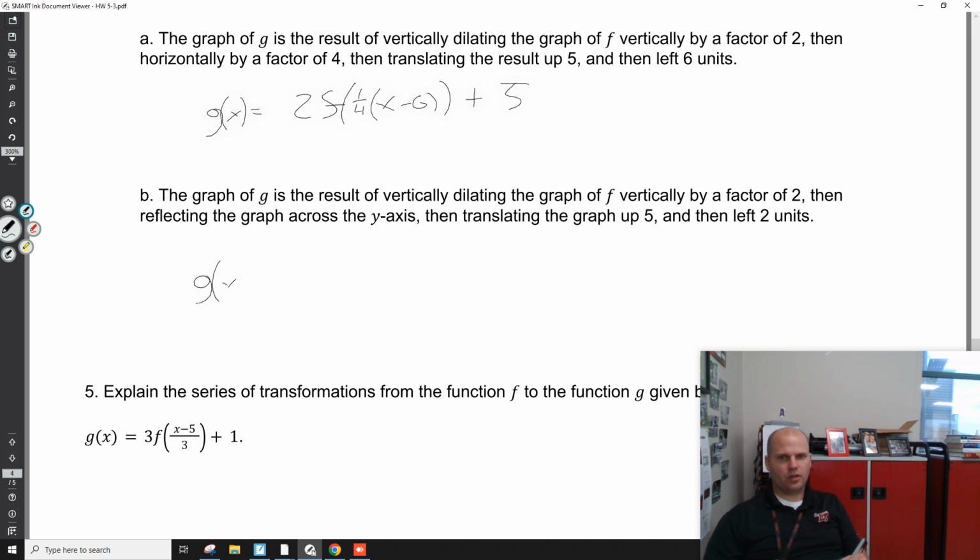g is the result of vertically dilating the graph of f by a factor of 2. Vertical is normal, multiplying the y's by 2. Reflecting across the y-axis. The y-axis is the vertical axis, so it's a horizontal reflection, so I need a negative. Translating the graph up 5, left 2. Yikes.